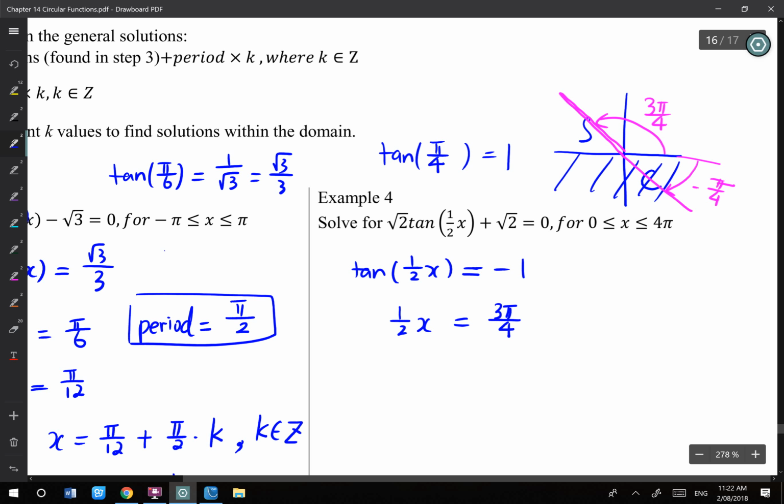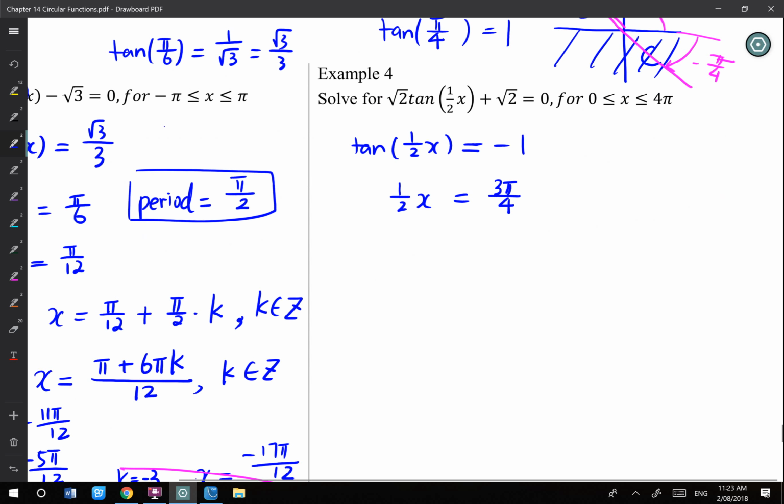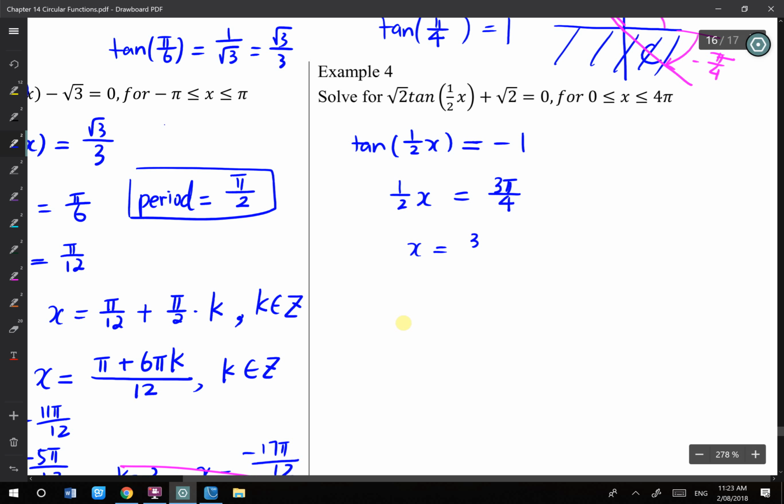Just use one because you only have one answer in one period. Because you can see 3 pi on 4 and negative pi on 4, that's one period. That's plus pi you get. Minus pi on 4, add pi will give you 3 pi on 4. So you will reach the next one anyway when you add the period. So you just need one solution. So x is 3 pi over 2.